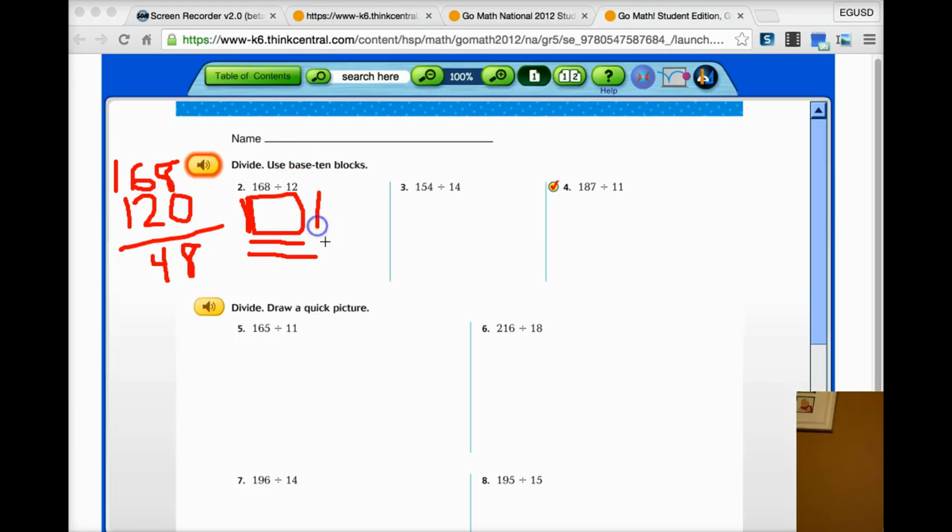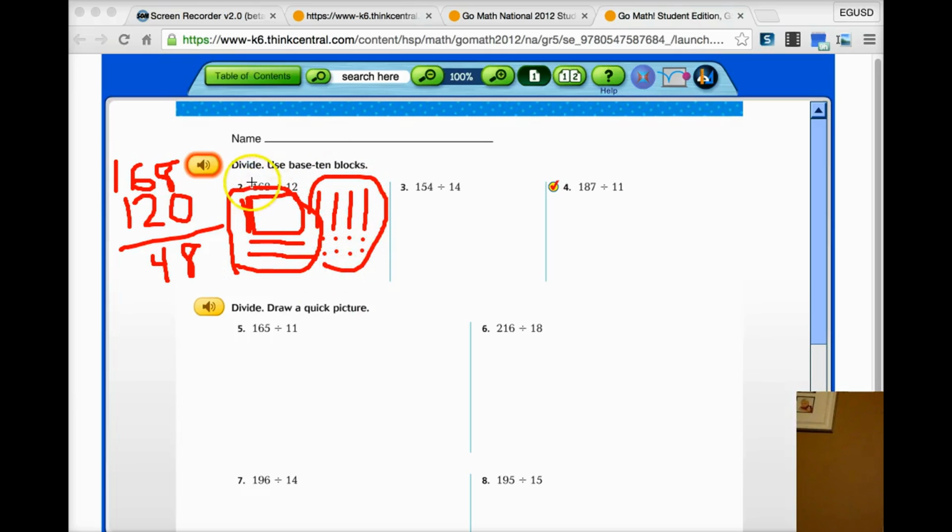So I have 10, 11, 12, 20, 21, 22, 30, 31, 32, 40. There you go. So now let's count them. We have 10, 20, 30, 40, 41, 42, 43, 44, 45, 46, 47, 48. So this part of the partial quotient was 120. And this part of the partial quotient is the 48.